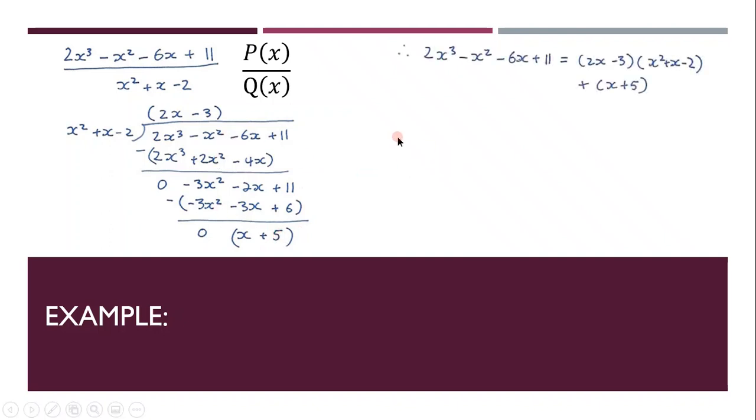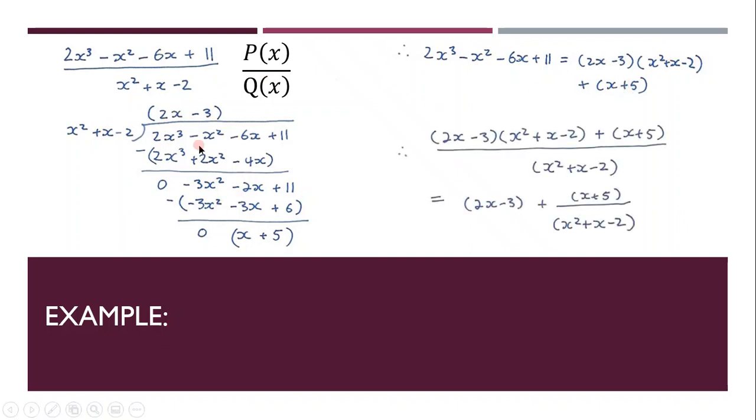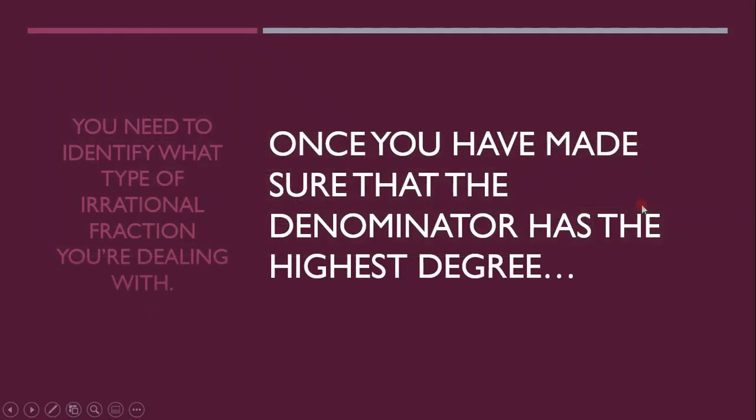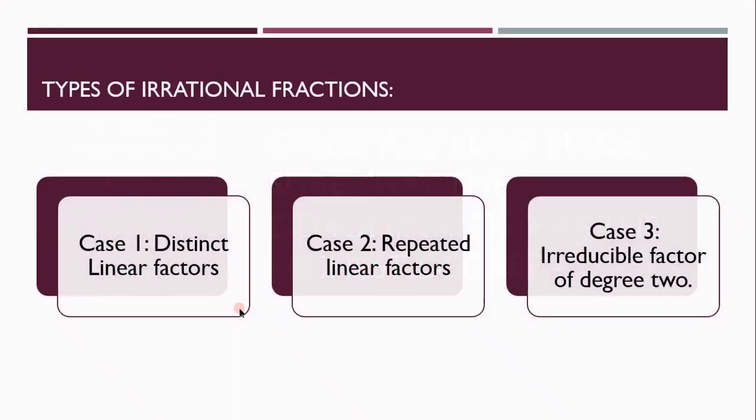So after you've performed long division, this is the equation you'll end up with. As you can see, you'll multiply by these two equations, and then you add the remainder. So now our new p(x) over q(x) will just take this form. So once you have made sure that the denominator has the highest degree polynomial, you need to identify what type of rational function you're dealing with, because there can be different types.